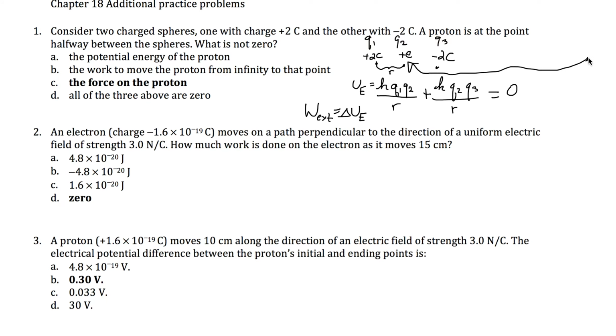And when a charge is very far away, we say that it has no potential energy because it's so far away that R is infinity. You divide by infinity, you basically get 0. So that tells us that the work to move the proton to this point is also 0 because its potential energy doesn't change. When it's far away, it doesn't have any potential energy. When it goes here, it doesn't have any potential energy.